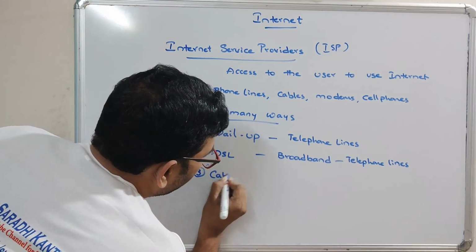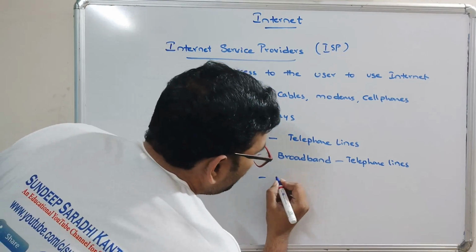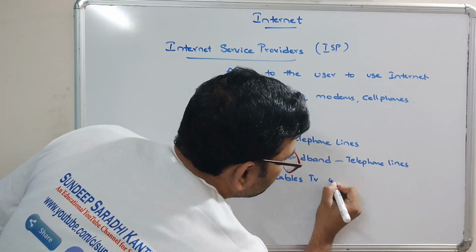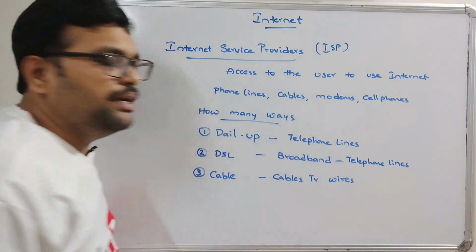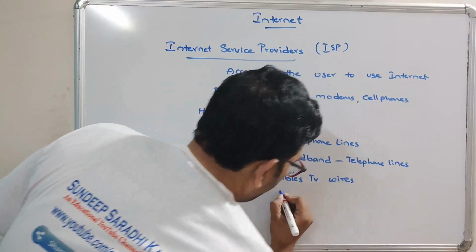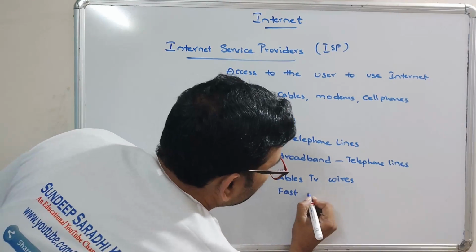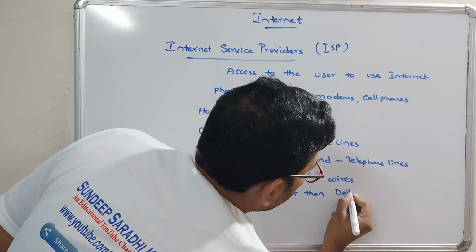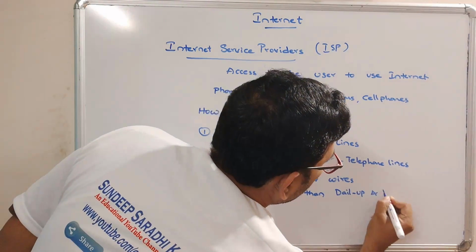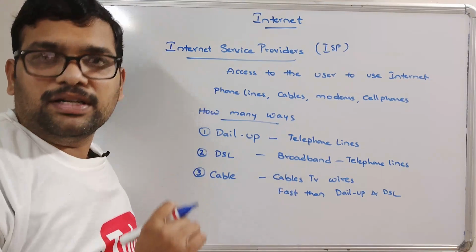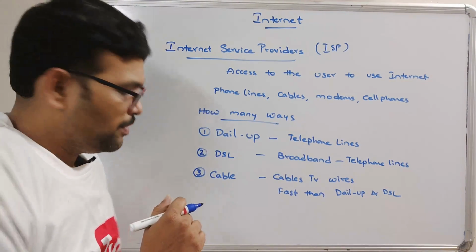And the third one is cable. Here we use cables, cable TV wires, in order to connect to the internet. And this is faster than dial-up and DSL. When compared to both dial-up and DSL, it will be somewhat faster. The connection will be very fast.